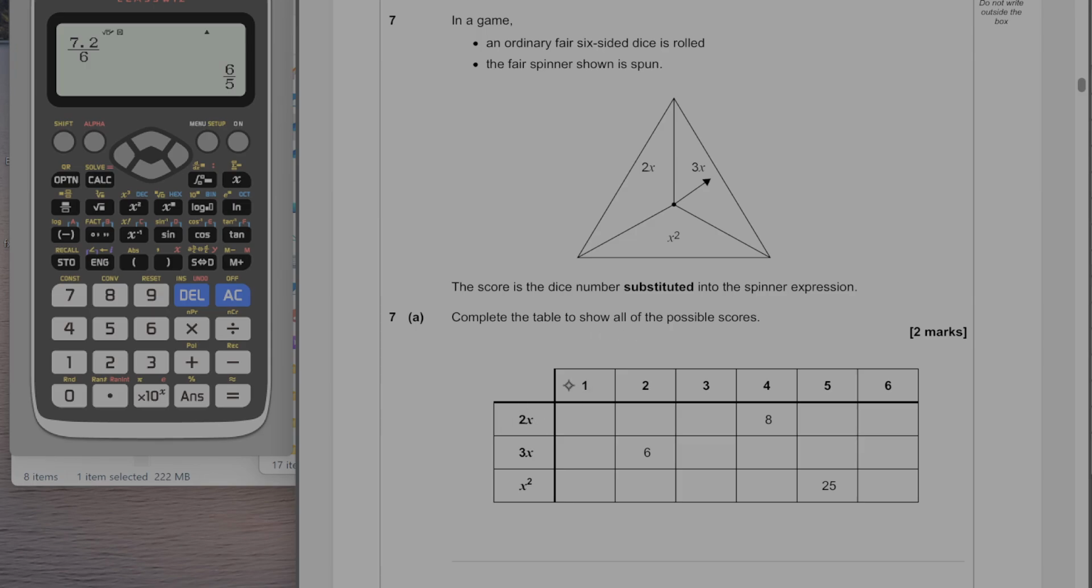So 2x means times these values by 2. So we're looking at 2, 4, 6, 8 already done for us, 10 and 12. 3x means times these by 3, so 3, 6, 9, 12, 15, 18. And then squaring them, so 1 squared is 1, 2 squared is 4, 3 squared is 9, 4 squared is 16, 5 squared is 25, already done for us, and 6 squared is 36.